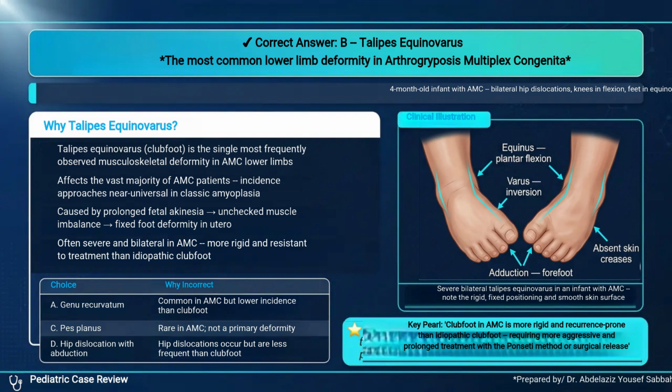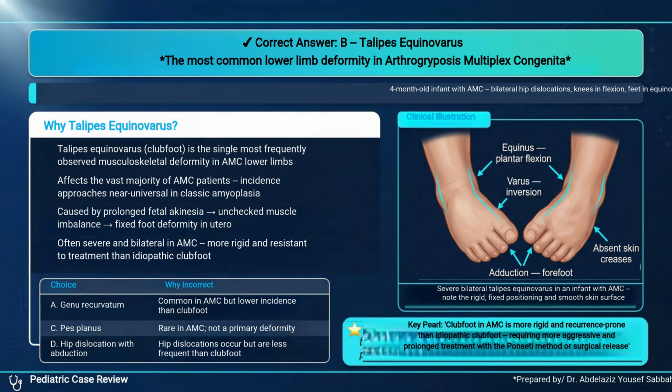Clubfoot in Arthrogryposis Multiplex Congenita is often severe and bilateral, and it is more rigid and resistant to treatment than idiopathic clubfoot. A critical clinical pearl, clubfoot in Arthrogryposis Multiplex Congenita requires more aggressive and prolonged treatment with a Ponseti method or surgical release, and recurrence rates are higher than in idiopathic cases.